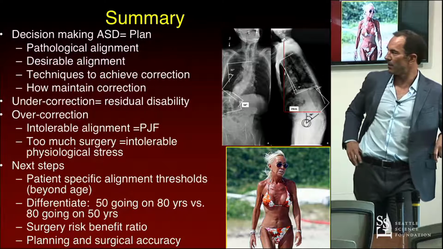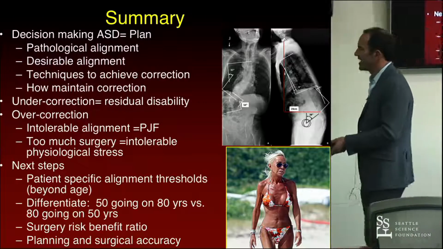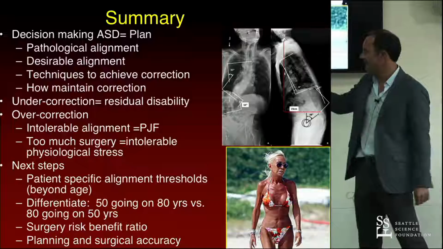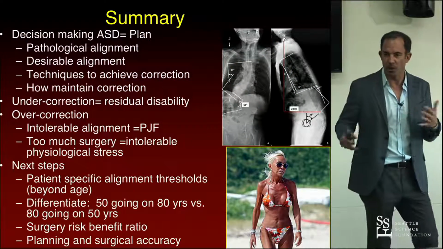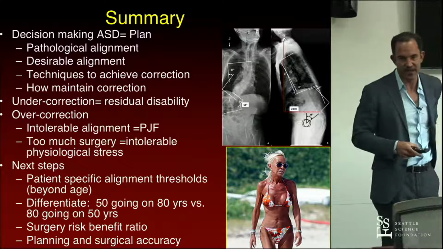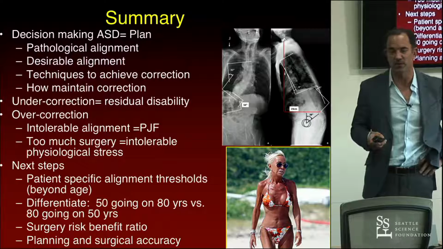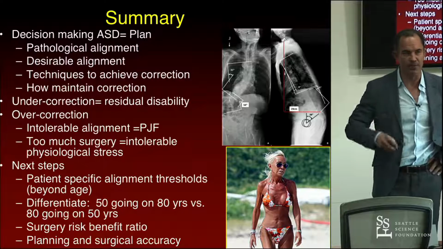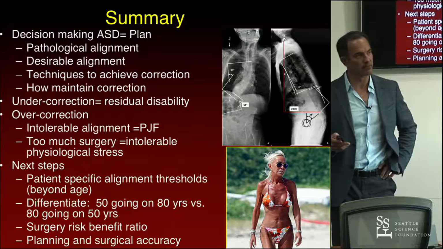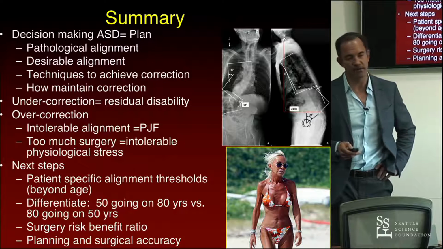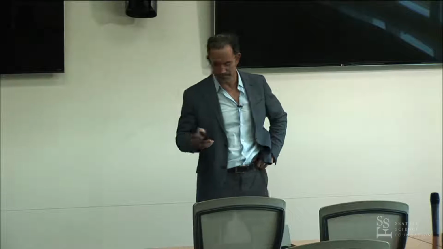I think the next steps really are patient-specific thresholds beyond age, and differentiating between the patient who's 50 going on 80 versus that patient who's 80 going on 50. And I think we all have patients like that in our practice. You have some kind of gestalt of, well, this patient's just not going to tolerate it, or this patient probably will tolerate it. And that's probably going to temper or drive our correction maneuvers, and also help us plan and accurately perform surgery. Thank you.